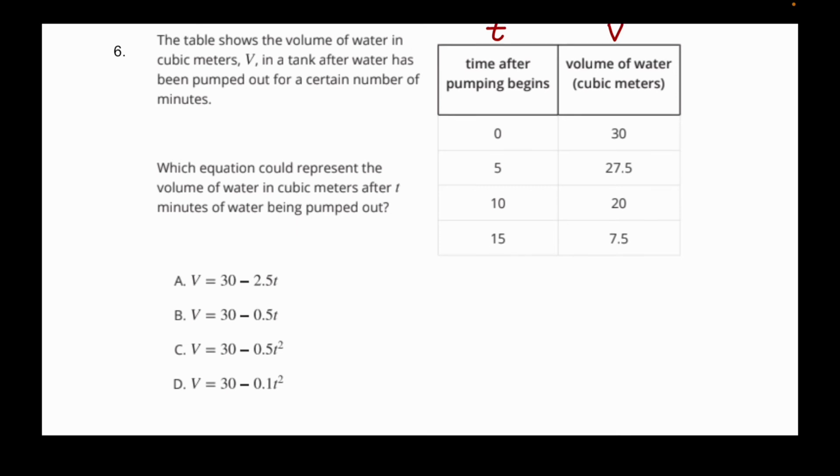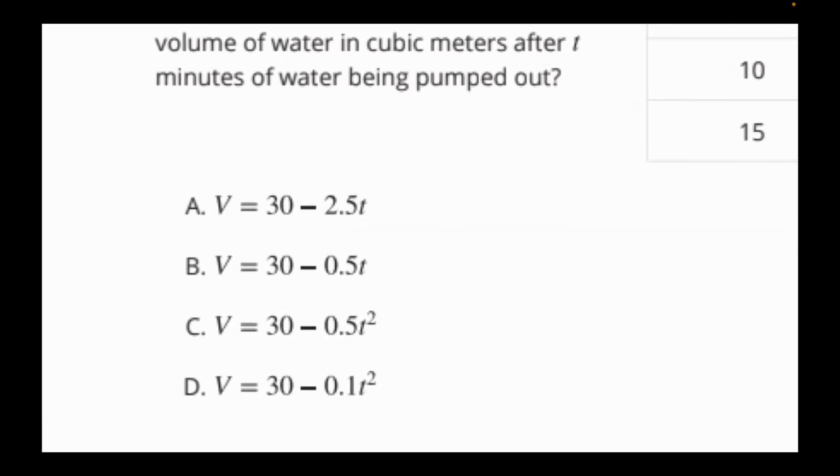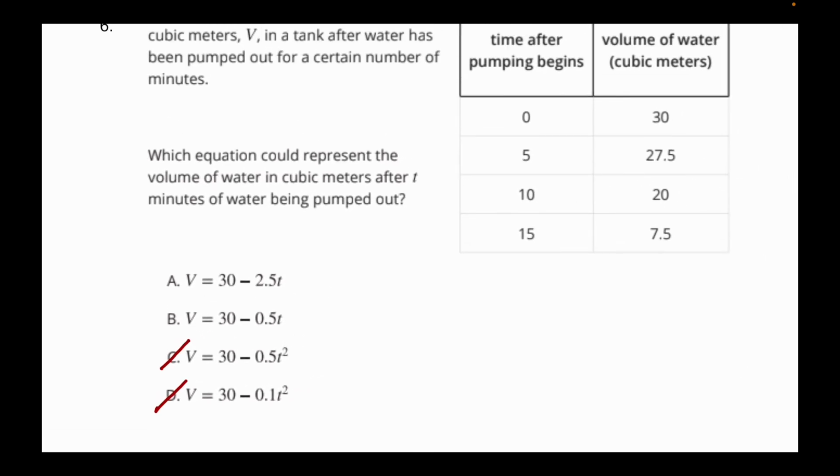So down here for choices A, B, C, and D, I see that I have 30, and I'm subtracting some stuff. But I have a couple things with T squared. I am not going to use T squared because this is just minutes. I don't have a reason to multiply minutes by minutes here. So we can cross out C and D as options right away.